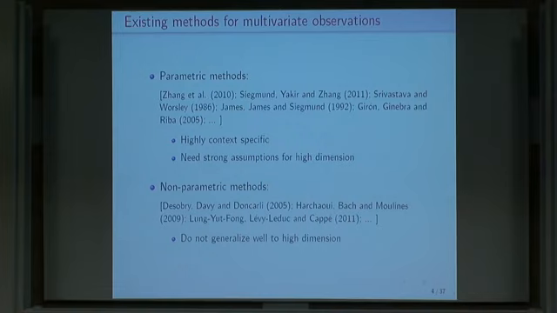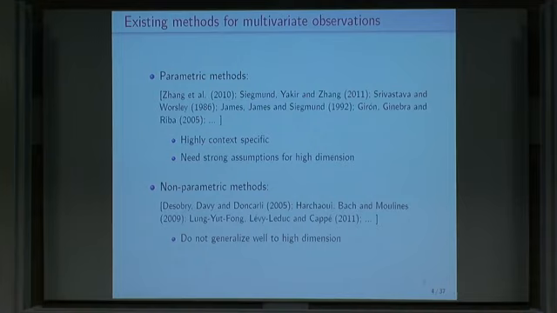To my knowledge, most of the work is based on parametric models, and I feel most of them are highly context-specific. That means they have some assumptions on the distribution of the vector. For example, the first two works assume that each observation follows a multivariate Gaussian distribution with identity covariance matrix. That's a very strong assumption. The next two works also assume that each observation follows a multivariate Gaussian distribution, but they don't impose any assumption on the covariance matrix.